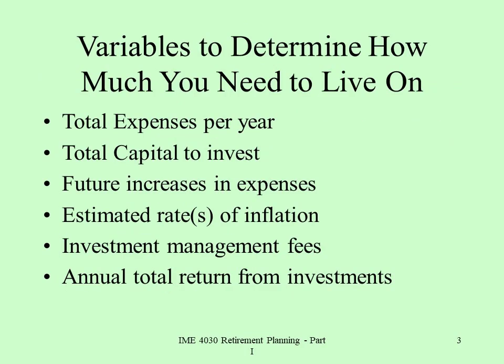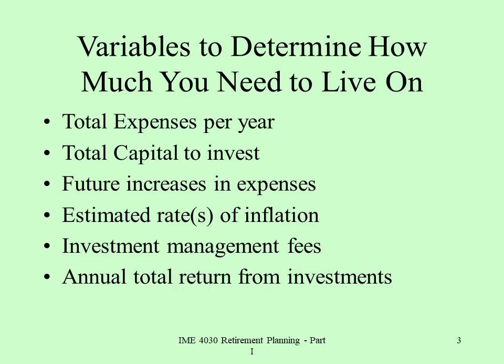The variables that you need to determine so that you can plan for your retirement is based on what you need to live on and some other aspects of things that are going to happen in the future. You need to determine what your total living expenses are per year. From that, how much capital you're going to need to invest so that you'll be able to live on that during retirement and generate that. What will be future increases? What will be the rate of inflation? Will there be any investment management fees? And then finally, what kinds of returns can you expect from your investments?